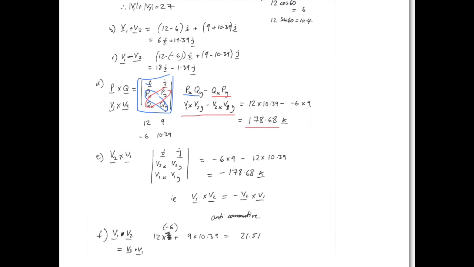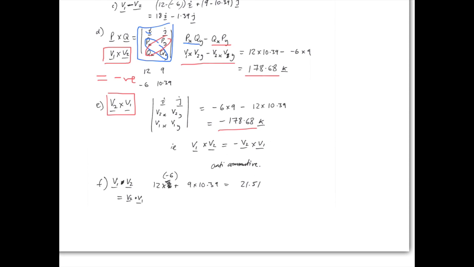in the k direction. And as I've said just previously, if instead of doing v1 cross v2, you now do v2 cross v1, these are going to be equal to the negative of this one. So it's going to be equal to minus 178k. And finally, the dot product. The dot product is going to give you a scalar, of course, and it's a term by term product summed together. So the product of 12 and minus 6 plus 9 and 10.39 gives you the answer of 21.51.